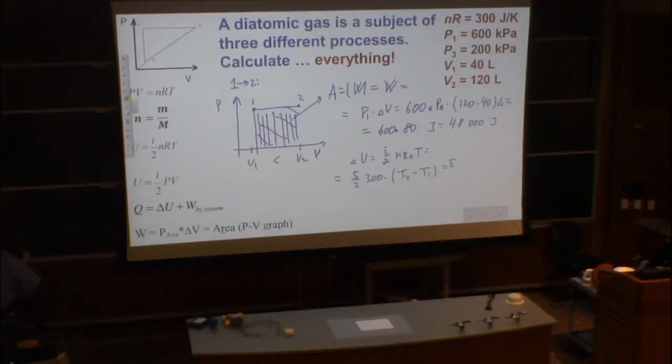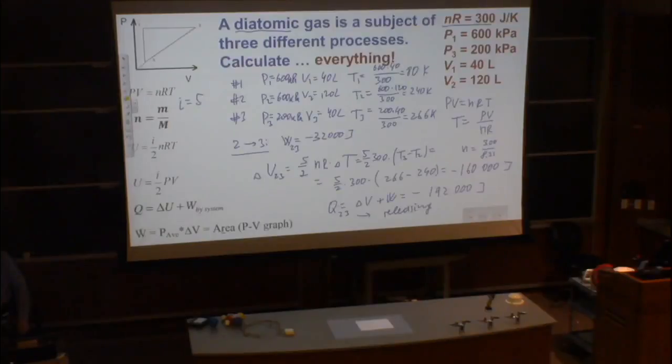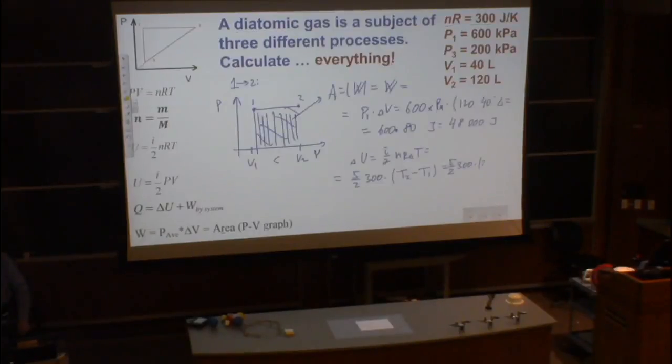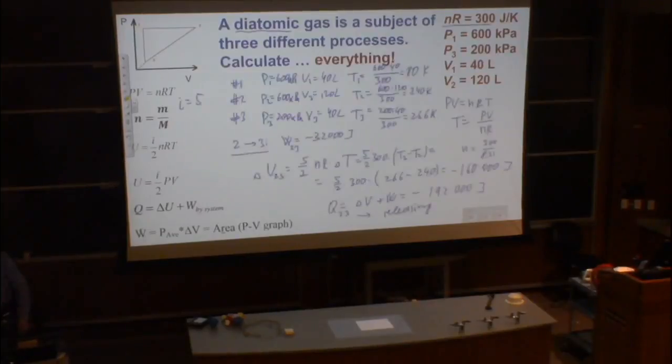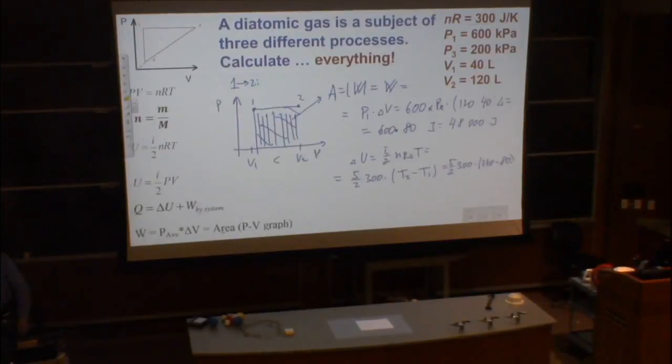So 5 over 2, 300 times, looking back, T2, 240, T1, 80. All right. I need a number. Joules. And now we can apply the first law of thermodynamics to calculate Q. That's going to be 120 plus 48.